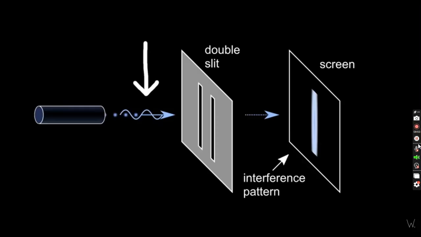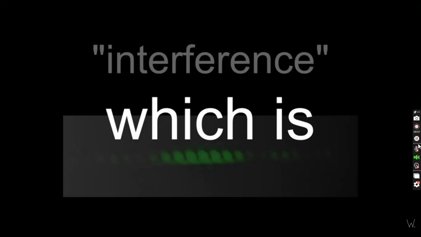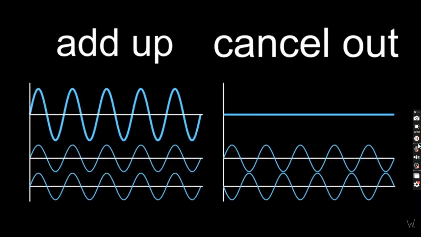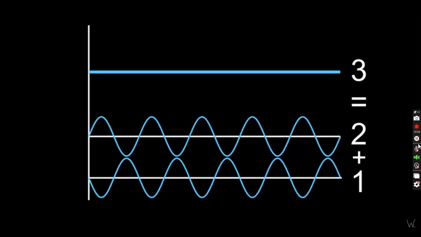Why? If you shoot it through two teeny tiny slits, it creates a fancy pattern due to interference, which is just a wave thing. You see, when two waves cross, they can add up or cancel each other out. These gaps are the spots where they cancel each other out. So in this case, light behaves like a wave.